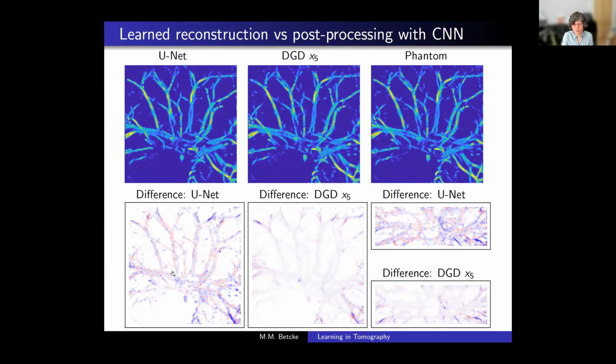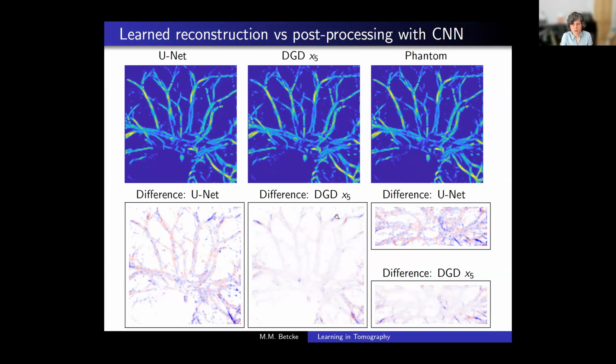Versus the reconstruction obtained with simple post-processing with the UNet. So you can see that the unrolling pays off, in the sense that the difference images are much better, especially in the central region. Of course, the further out we are, the more limited data we have.